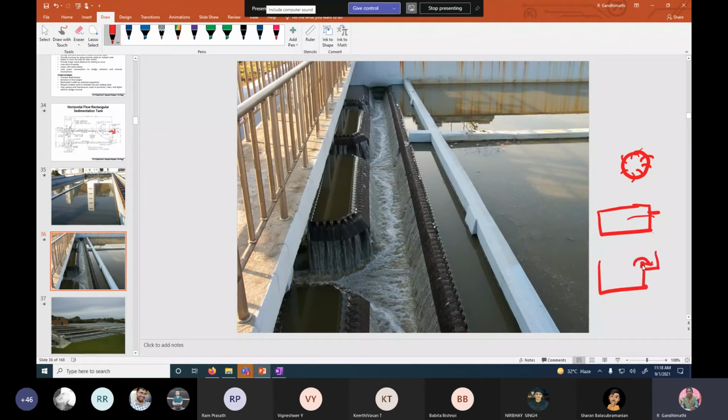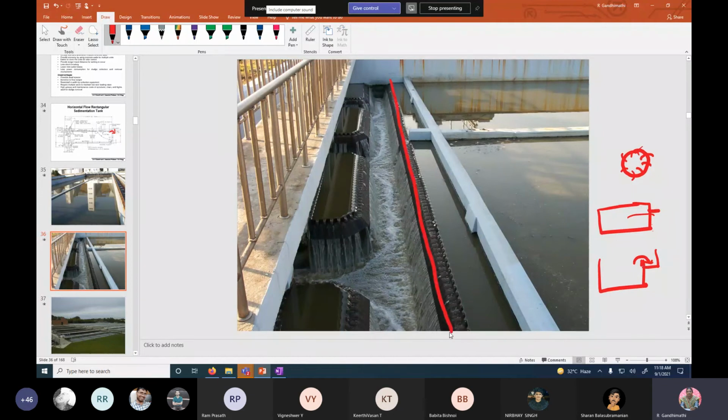And then this side should be like, no, you can see this is the complete entire width of the chamber. If the weir loading rate is not satisfied, then you have to cut short like this. You have to cut short the weir length, okay? Or you have to increase the weir length in order to meet the design criteria.